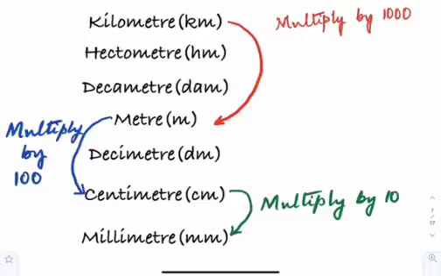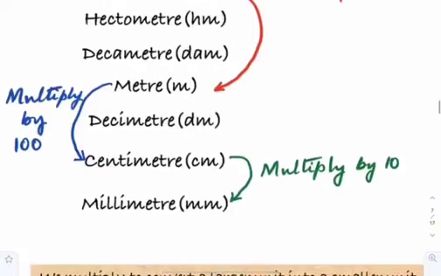To convert meter to centimeter, I have to multiply by 100. Now again, to convert centimeter to millimeter, then I have to multiply by 100. Did you get it, children?